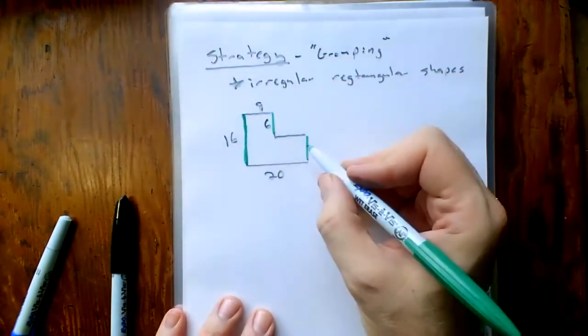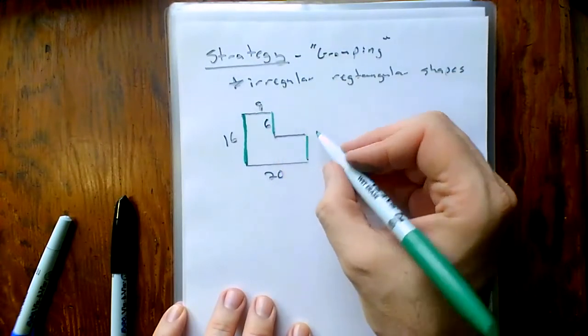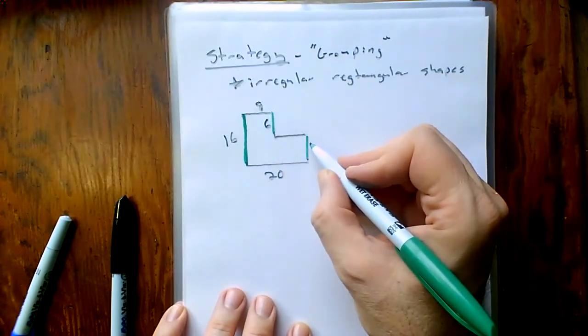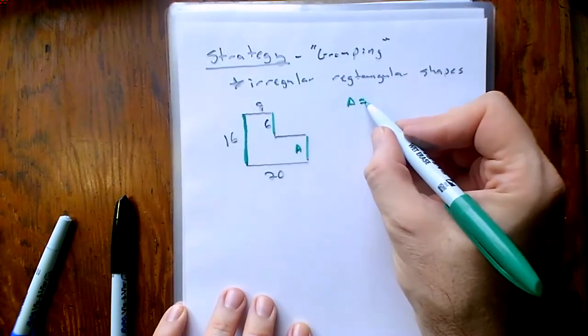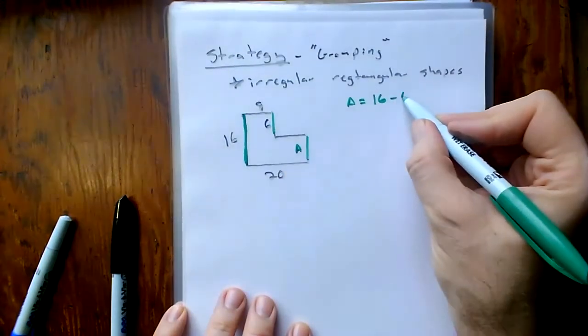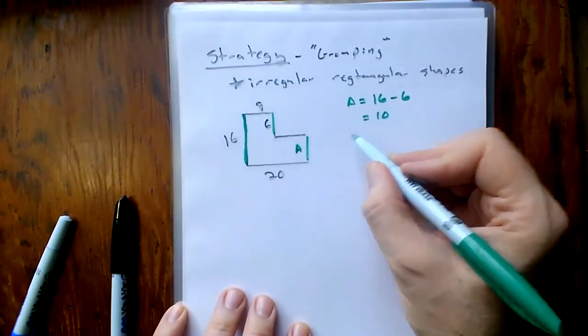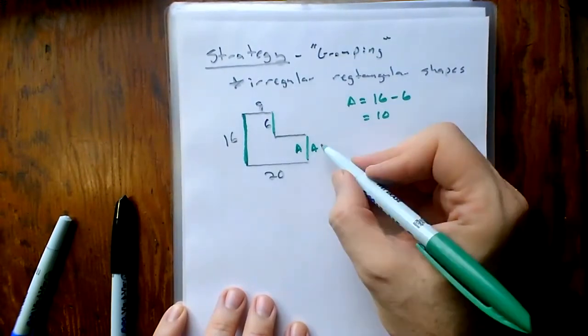Now with that, I could know that this side right here would be, let's call that side A. I could say that A is going to be equal to 16 minus the 6 right there. So I could say that this side right there is going to have a length of 10.